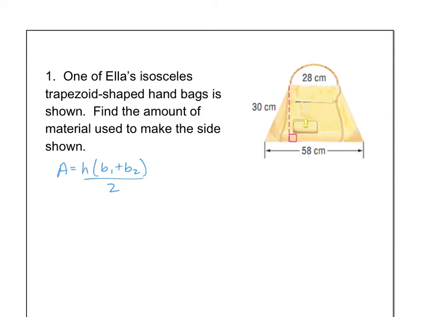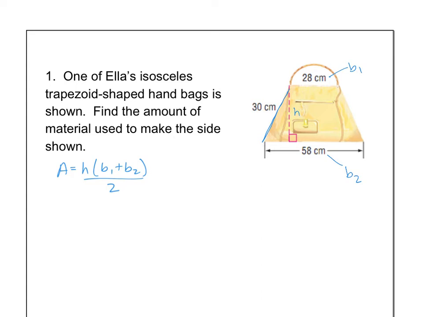Number 1. One of Ella's isosceles trapezoid-shaped handbags is shown. Find the amount of material used to make the side shown. So we pretty much want to find the area of a trapezoid, one side of this purse. I think we know base 1 and base 2, but we do not know the height. The 30 is this slanted side over here, which is not the height of the trapezoid. So we're going to have to find that height.